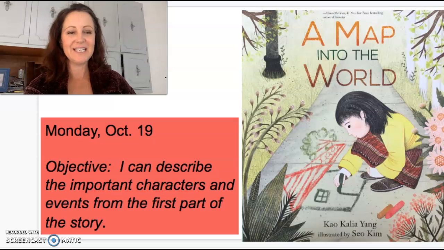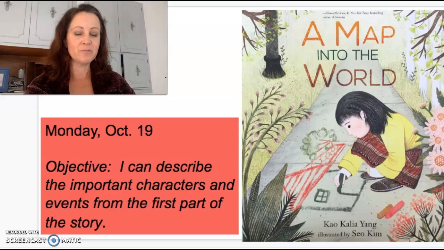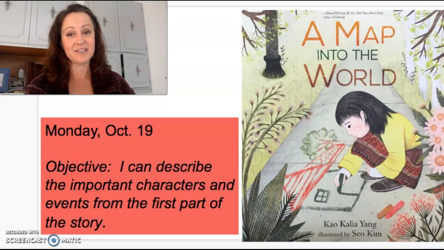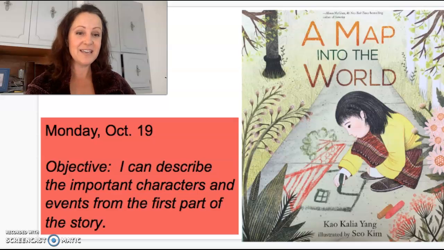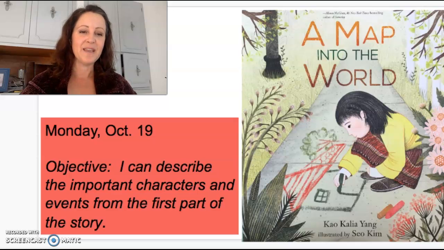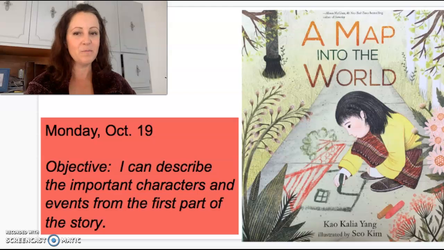So today we'll be beginning a new book called A Map into the World by an author who, it's kind of interesting, her name is Khao Kalia Yang. She's a Hmong woman who grew up here in St. Paul, so she went to St. Paul schools and grew up and became an author. Now she earns money by writing books for both adults and for kids. This is her first book for kids. And it's fiction, but she's based it on her own experiences moving into a new home.